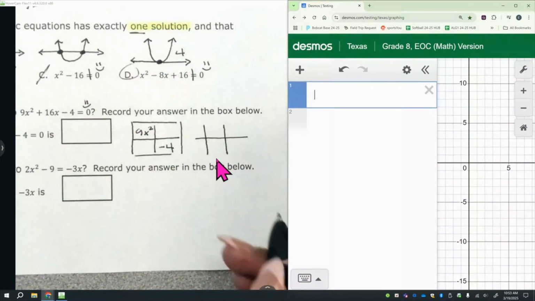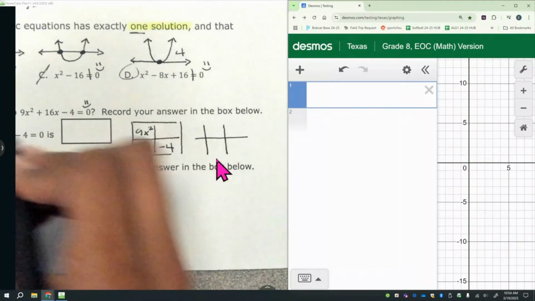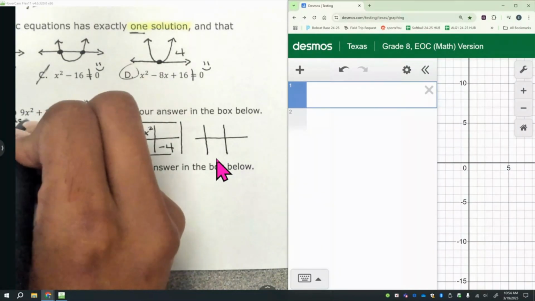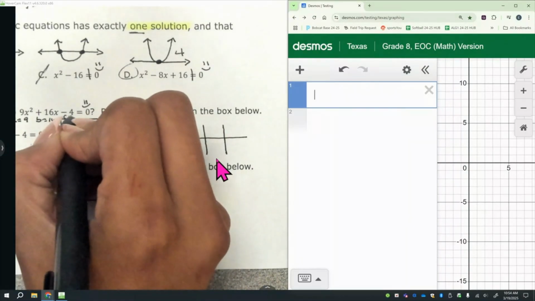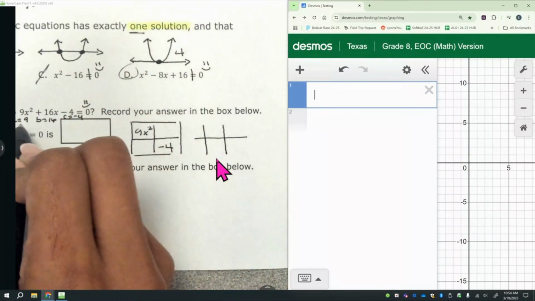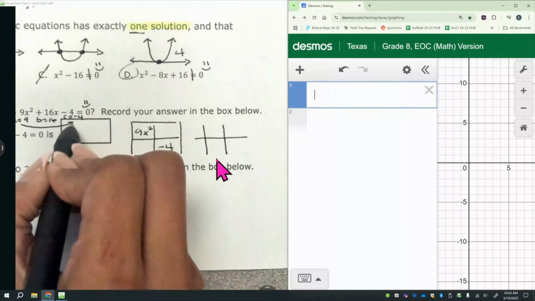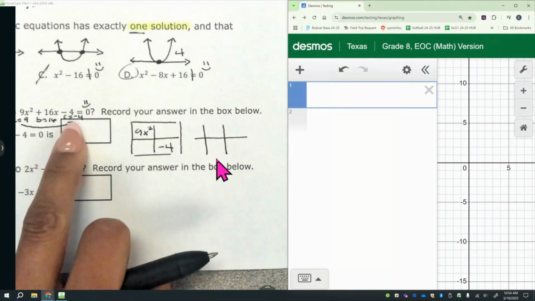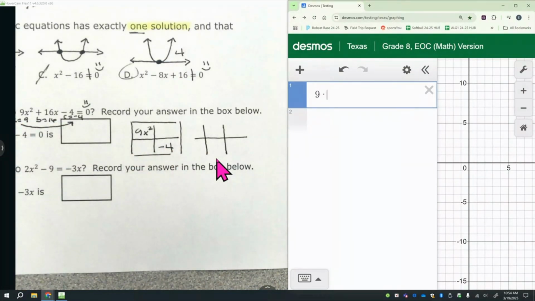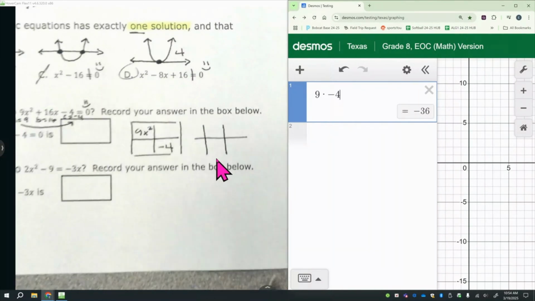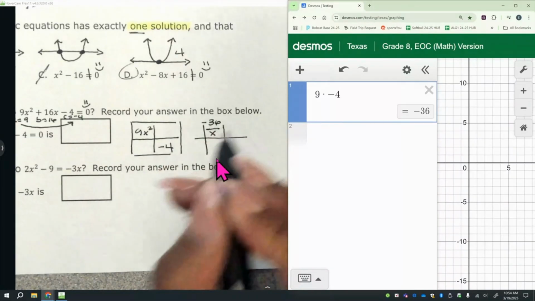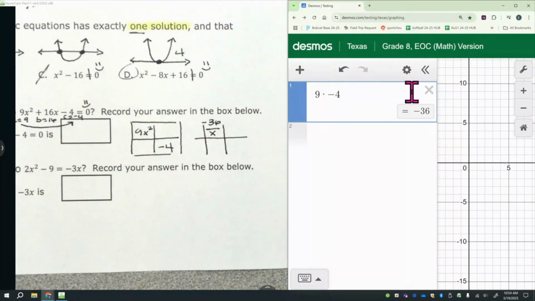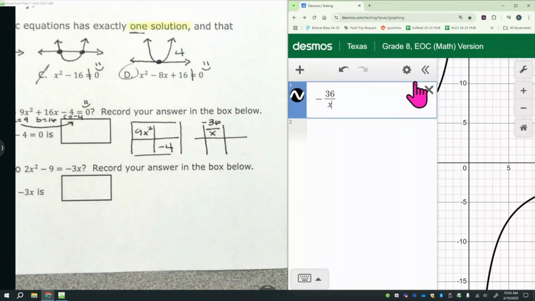When we create our table, we have to multiply A, which is 9, B is 16, C is negative 4. So we have to multiply A times C. So 9 times negative 4 in my calculator is going to give me negative 36. And we're going to divide that by x. So I'm going to type that in here. Negative 36 divided by x.